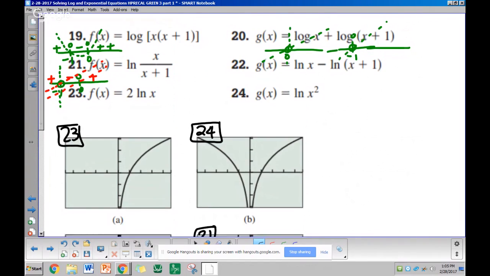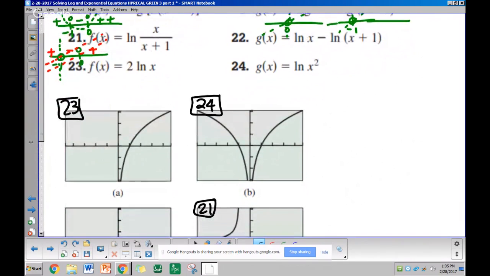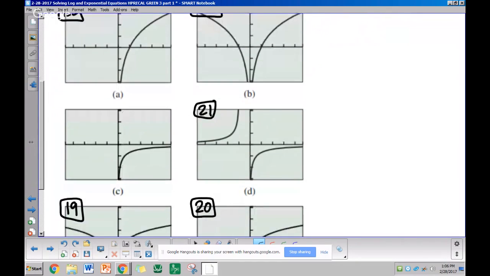All right. What about 22? It has to be C. Why? Because this is division again, and this would be the log of x over x plus 1, which is a fraction, which would be less than 0. So this one has to be, what's this number? 22. I might have helped you with your homework here, because I got this from the book.